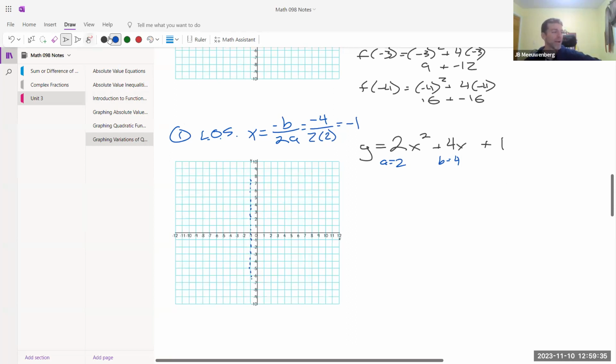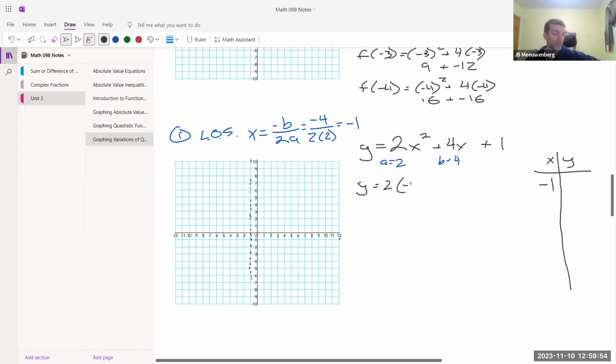So what do we do from there? Well, we set up our XY table, same thing as before. And our starting point is no longer 0, it's going to be -1. So we're going to work through these again. We're going to find -1 is our vertex first. Let's do that. Y is equal to 2.